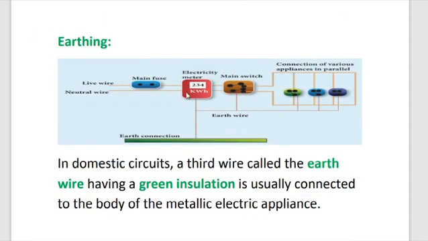Earthing is very important. You see, from the electricity meter there is a connection with the green color wire. In domestic circuits, this is the third wire: the first wire is the live wire with red insulation, then the neutral wire with black insulation, then the third wire, the earth wire having green insulation, is usually connected to the body of metallic electric appliances. We use metals in refrigerator, iron box, heater. So for all metallic electric appliances, compulsorily we connect them with the earth.